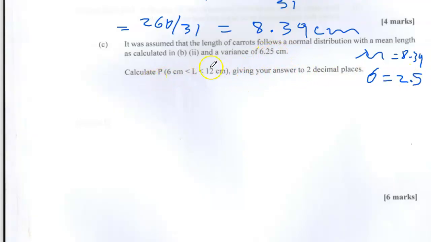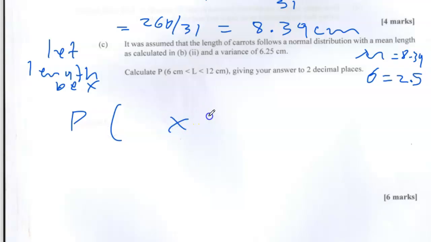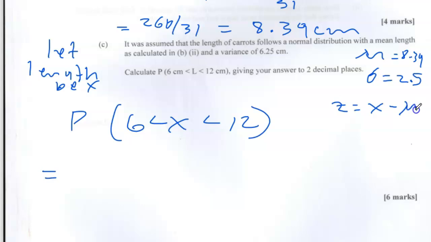Calculate the probability that the length falls between 12 and 6 centimeters, giving your answer to 2 decimal places. So let the length be x. So the probability that x is between 12 and 6 centimeters. So we need to find the z values. Let's find the z values now. The formula for z is, z is x minus mu, on the formula sheet, over the standard deviation, sigma.